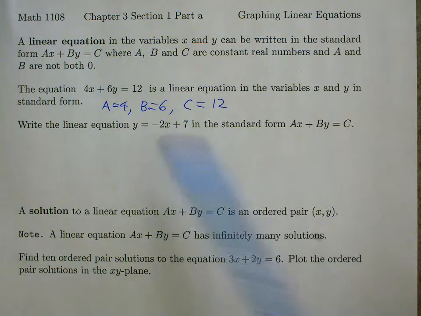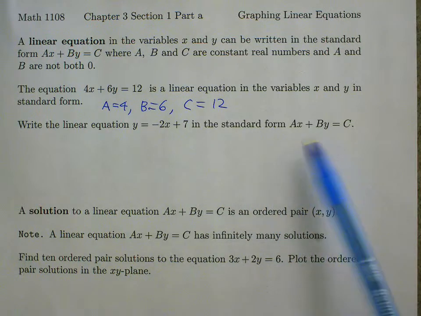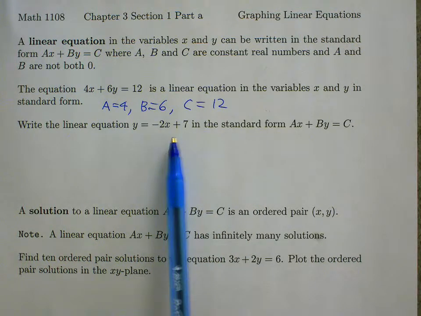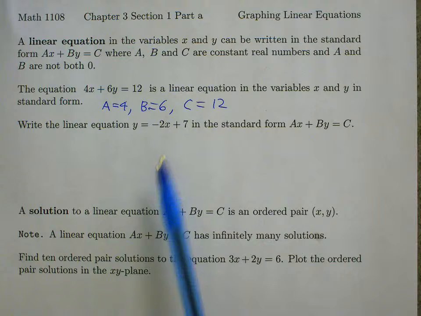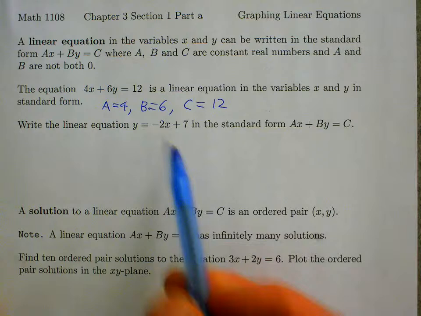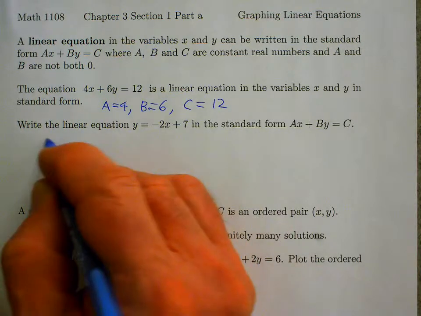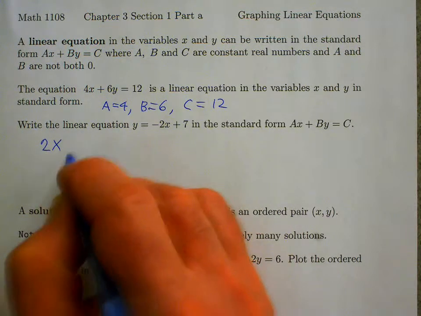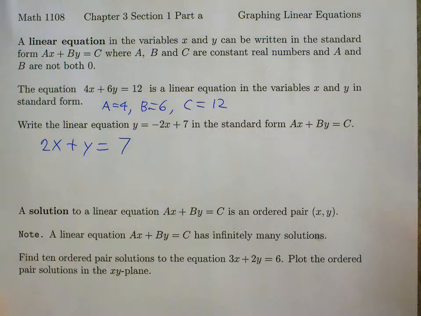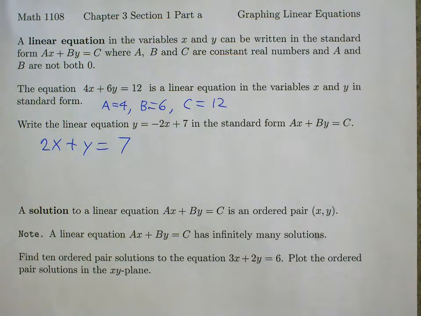So how can we get it into the form ax plus by equals c? Move the 2x to the other side. All we have to do is add 2x to both sides, and then we're done. So there's just one step to get it into standard form. Add 2x to both sides, and we get 2x plus y equals 7. So now it's in standard form.